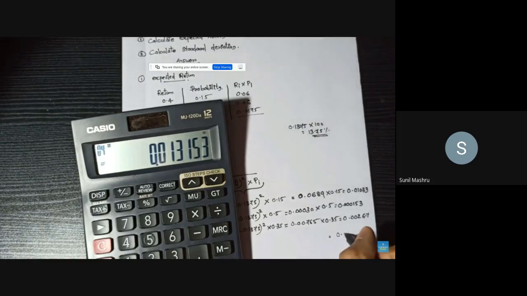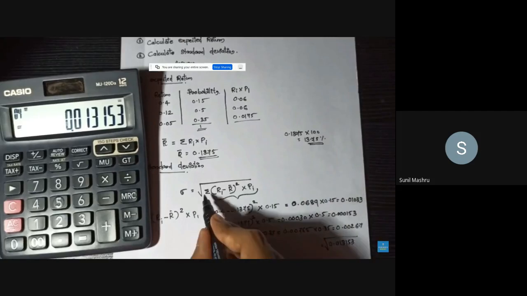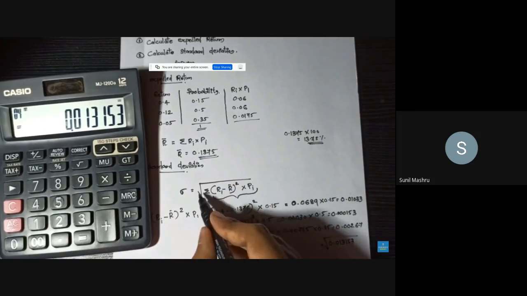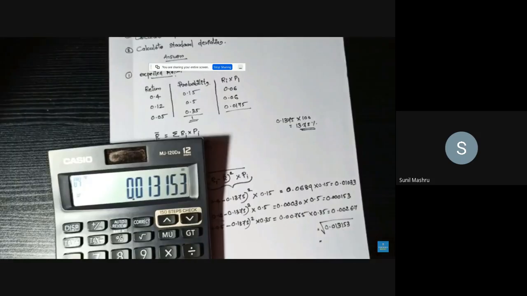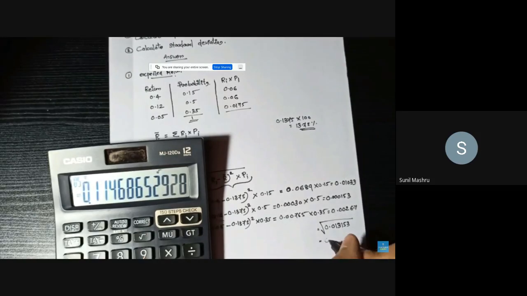So 0.013153. But this figure will be in root, because in the equation we can see that this figure is shown in this root. Now we have to remove this square. So 0.013153, and we have to remove this root by clicking the root symbol in the calculator. So the answer is 0.11468. That's enough. So this is the standard deviation of this stock.